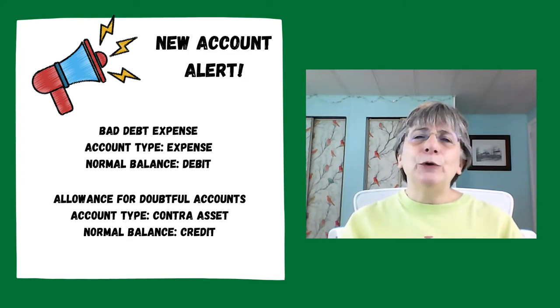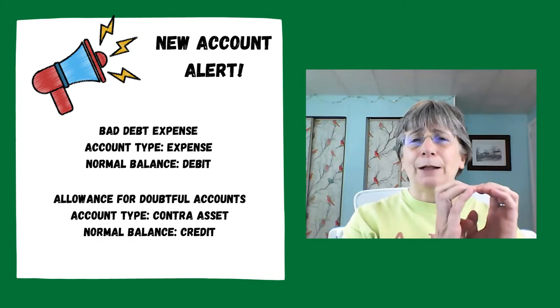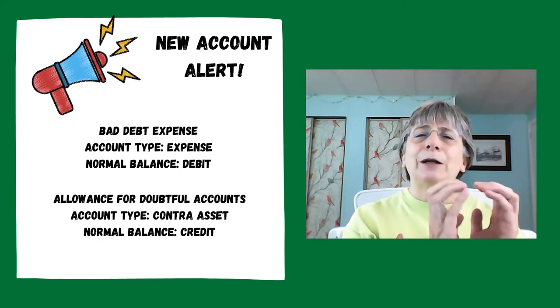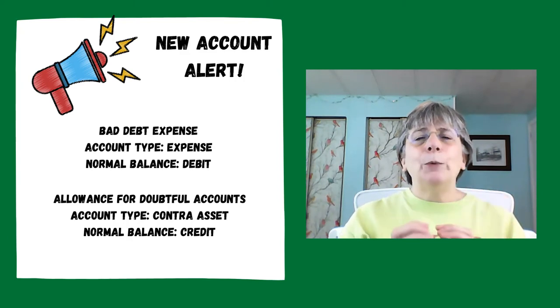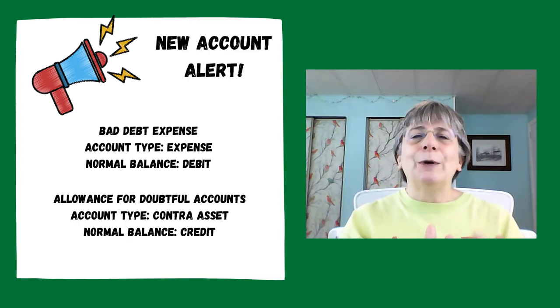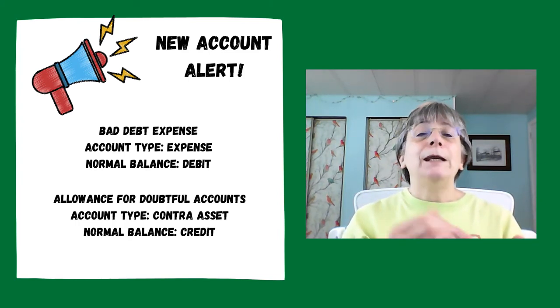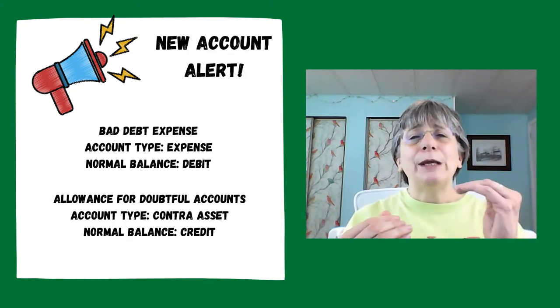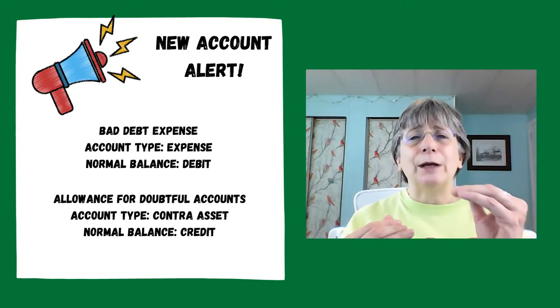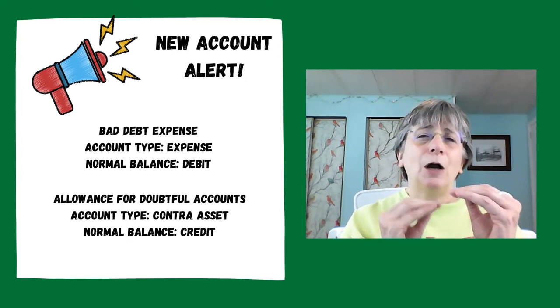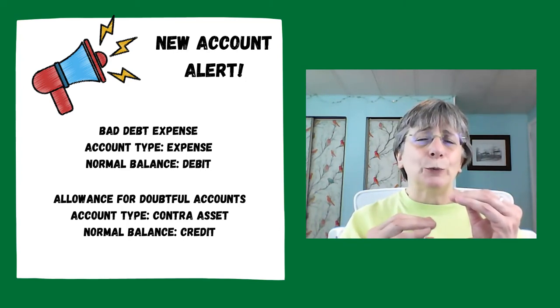Now, the reason we use a contra account is because we want to preserve the balance in the original account, the main account. We want to keep that historical data, but we also want to track this other thing. So, for example, when we talk about fixed assets, we have a contra account called accumulated depreciation. So we keep the full amount of the asset on our books, but we track the loss in value in this contra asset called accumulated depreciation.